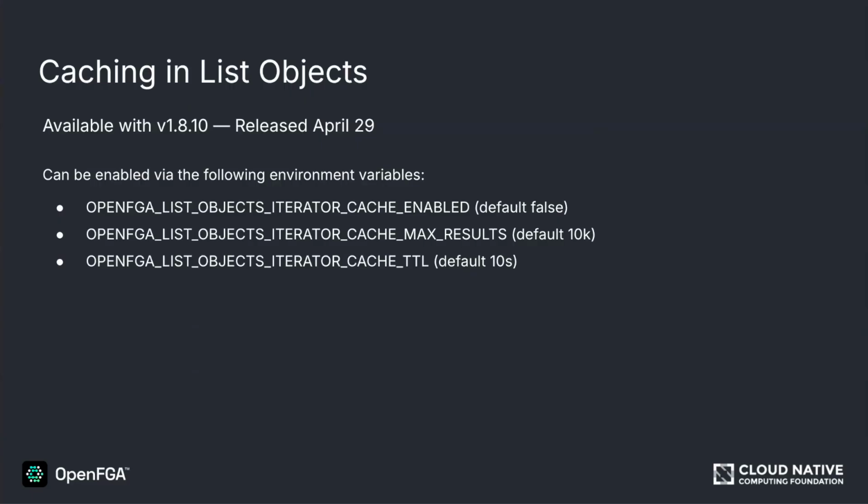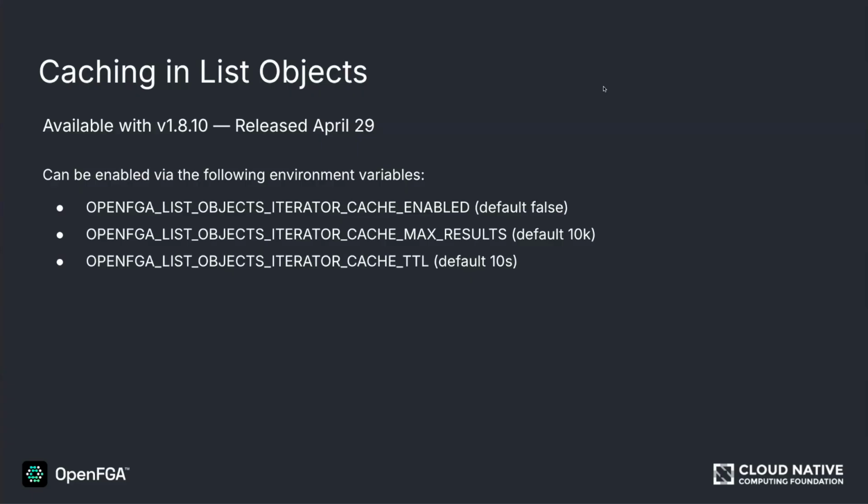Hello, everybody. I'm Justin. I am on the FGA team. I have been for about nine months. Many of you are probably familiar, but list objects is one of our core APIs. It's basically: give me all of this type of object that this user has a specific relation to. Like, give me all of the documents for which Justin is a viewer.